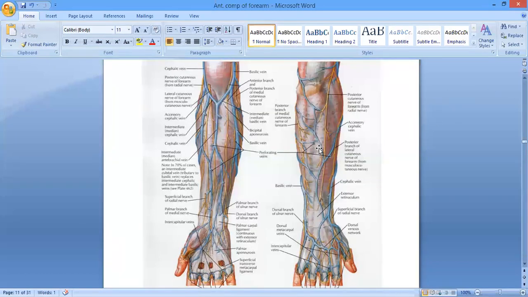Any problem, children? And then from here it ascends up to the cubital fossa, crosses the cubital fossa, and then runs on the arm on the lateral aspect of the biceps muscle. As you can see, on the lateral aspect of the biceps muscle, it runs in the skin, in the superficial fascia. Is it clear? Any problem?